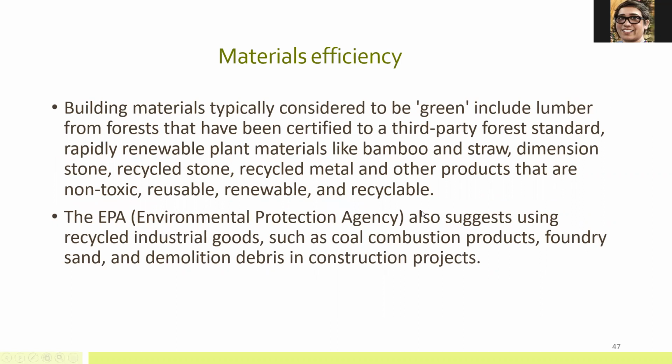Okay. Material efficiency. So building materials typically considered to be green include lumber from forests that have been certified as third-party forestry stewardship, rapidly renewable plant materials like bamboo, straw, dimension stone, recycled metal, and products that are non-toxic, reusable, renewable, and recyclable. So meron tayong tinatawag na, the EPA also suggests using recycled industrial goods such as coal combustion products, foundry sand, demolition debris in construction projects.